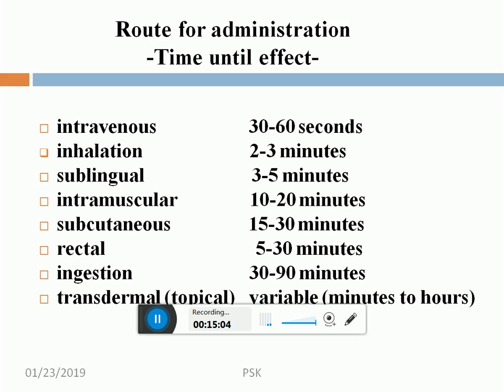Subcutaneous will be 15 to 30 minutes. Rectal will be 5 to 13 minutes. Oral will be 30 to 90 minutes. Transdermal and topical will be variable, minutes to hours. It depends upon the drug molecules and also the form of the drug, whether it may be an ointment or suspension, whatever it may be. That's why it is minutes to hours.